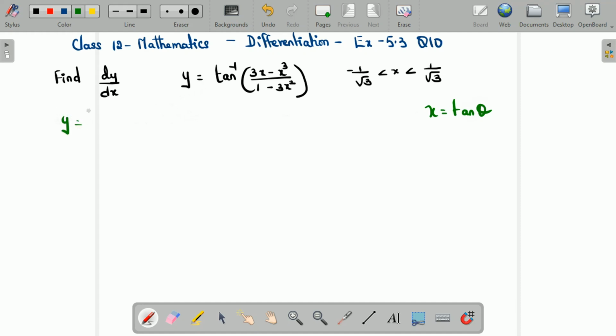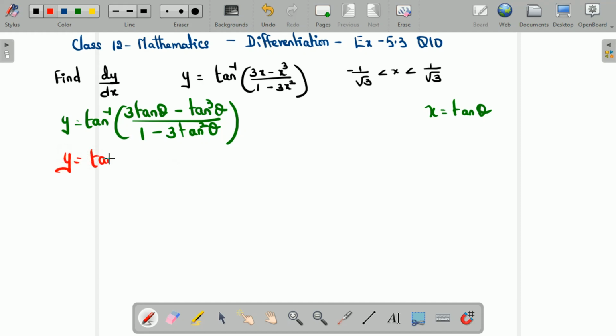So y is going to be equal to tan inverse of (3 into tan theta, because x is changed as tan theta, minus tan cube theta), the whole thing divided by (1 minus 3 tan squared theta). Now you know that (3 tan theta minus tan cube theta) by (1 minus 3 tan squared theta) is going to be equal to tan 3 theta. So I can reorganize y as tan inverse of tan 3 theta. So this means in the next step I can simply say y is equal to 3 theta.